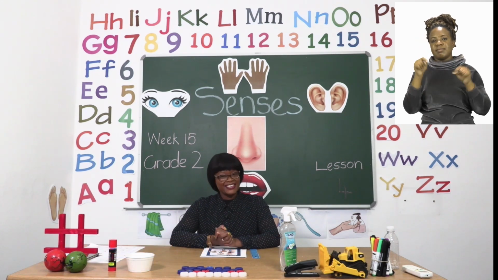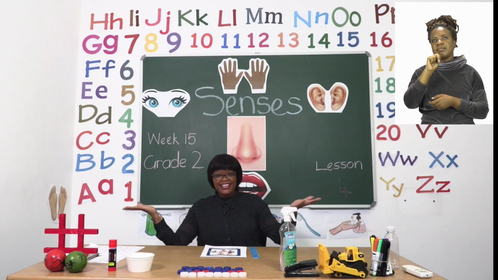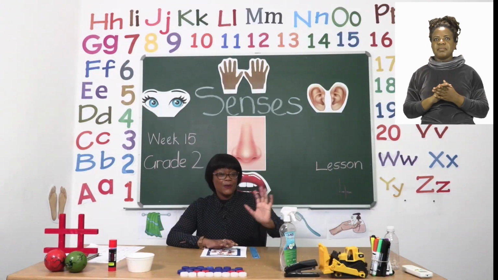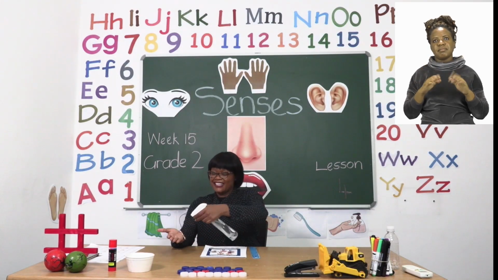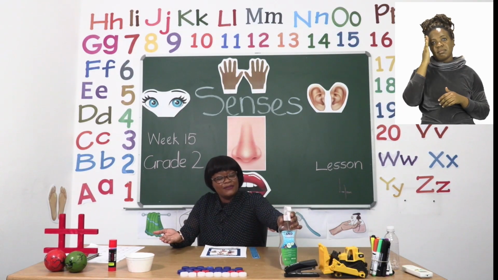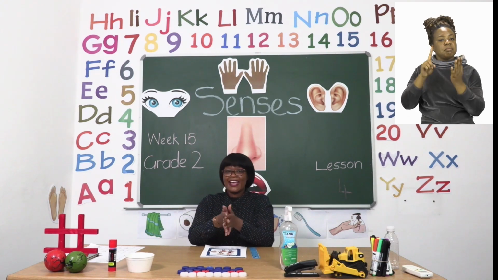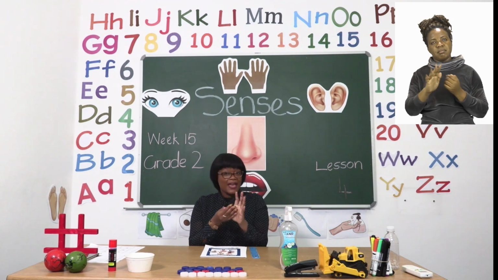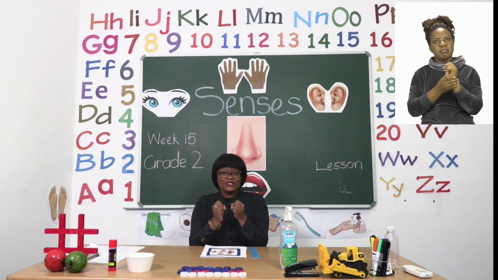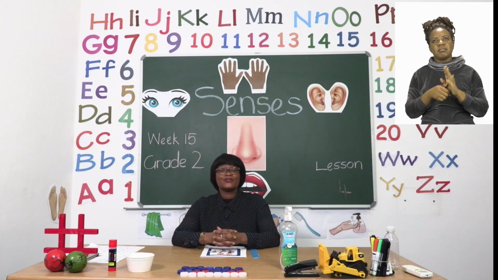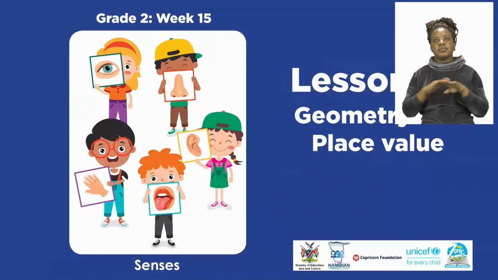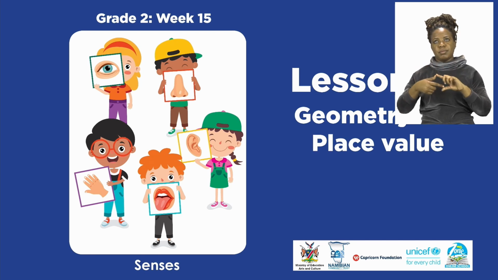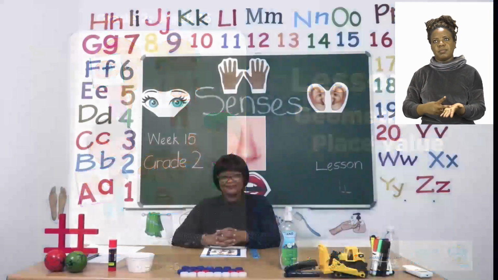Our theme this week is senses. And before we get into any lessons, boys and girls, we know that we have to sanitize. Remember, if you don't have sanitizer, that's okay. You can use soap and water. Just make sure that you rub and rinse your hands for 30 seconds. Make sure your hands are dry before you touch anything else. For today's lesson, we'll be doing geometry and place value.